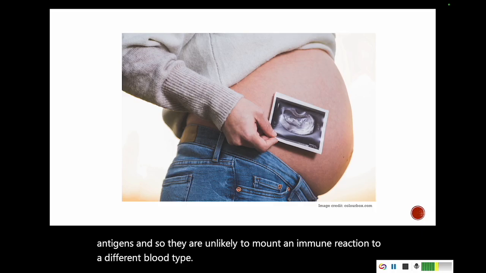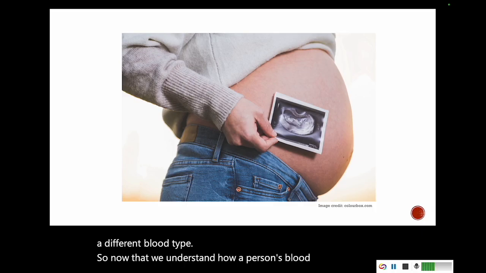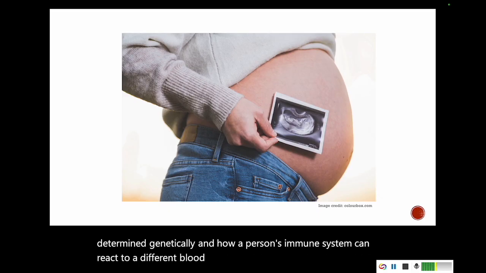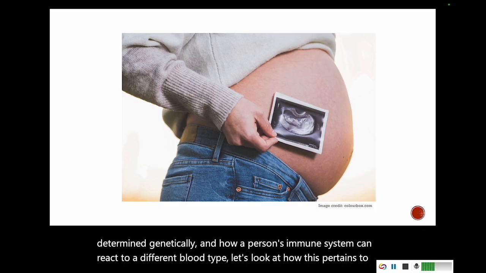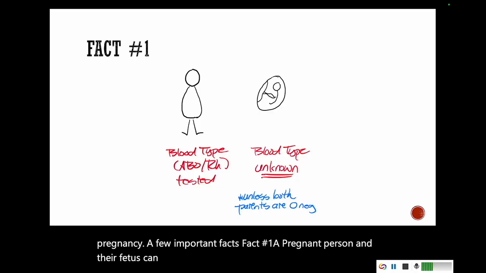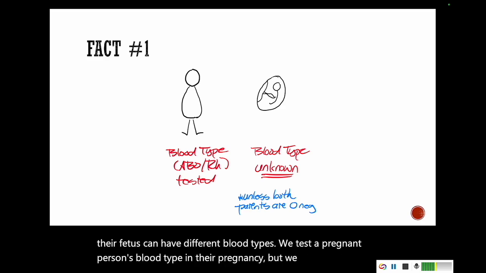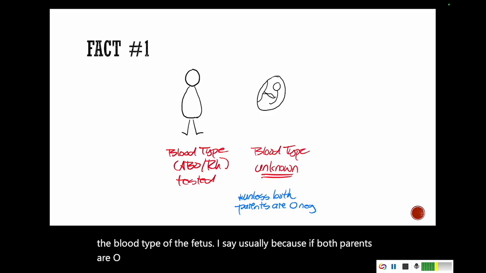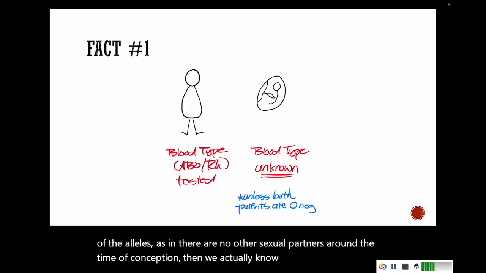So now that we understand how a person's blood type is determined genetically and how a person's immune system can react to a different blood type, let's look at how this pertains to pregnancy. A few important facts. Fact number 1, a pregnant person and their fetus can have different blood types. We test a pregnant person's blood type in their pregnancy, but we usually do not know the blood type of the fetus. I say usually because if both parents are O negative and both parents are the only possible contributors of the alleles, as in there are no other sexual partners around the time of conception, then we actually know the fetus will be O negative as well.